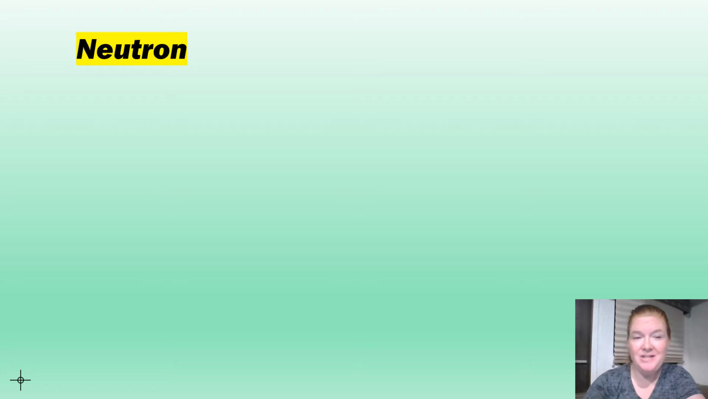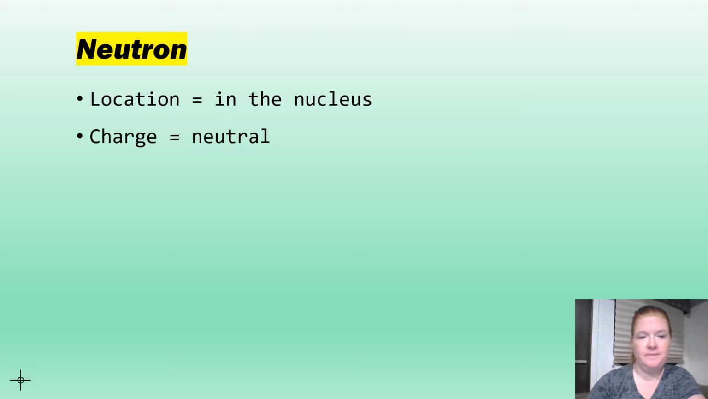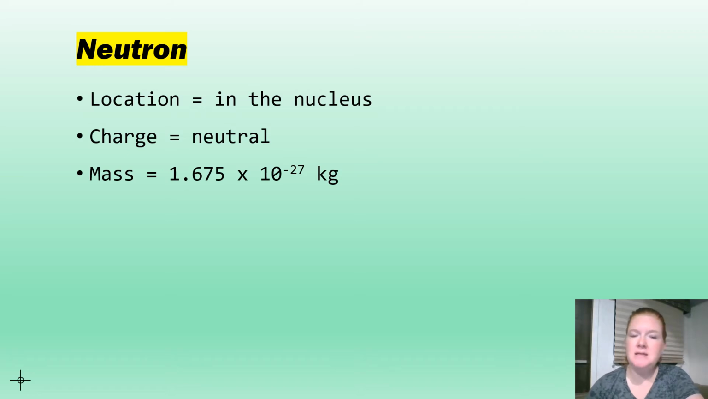We are moving on to neutron. The location of a neutron is in the nucleus. Its charge is neutral. Its mass is about 1.675 times 10 to the negative 27 kilograms, very close to the mass of a proton.